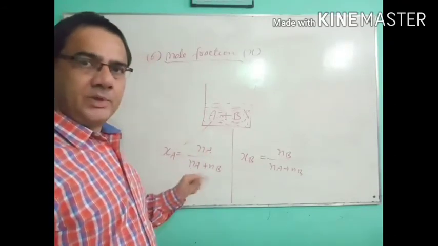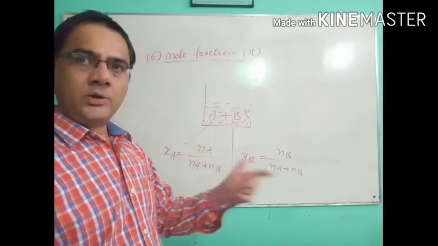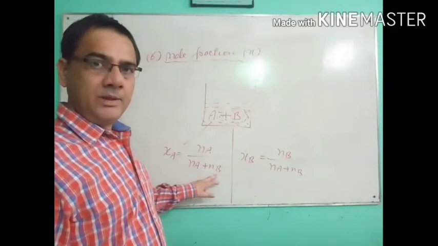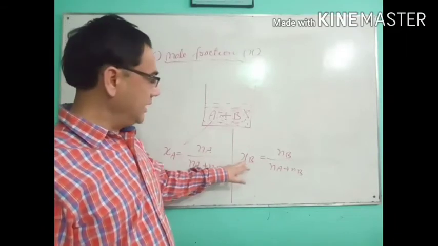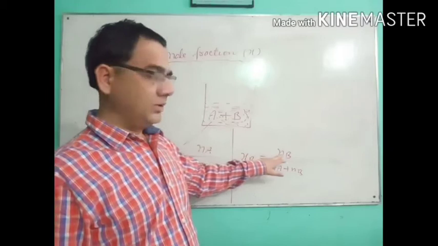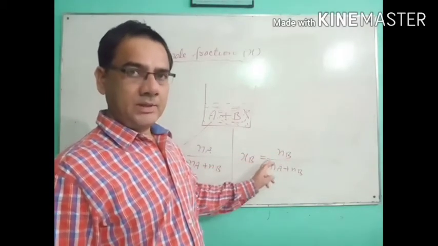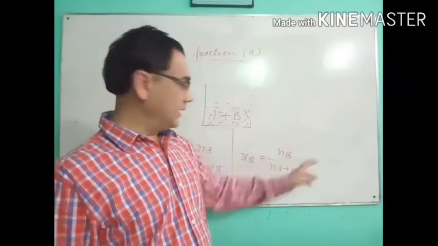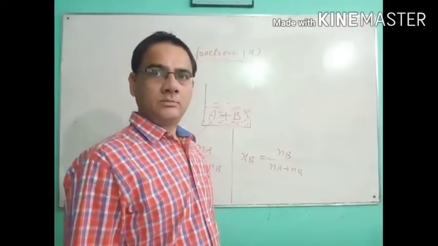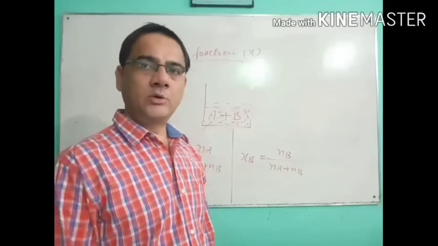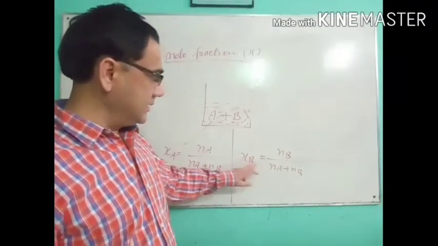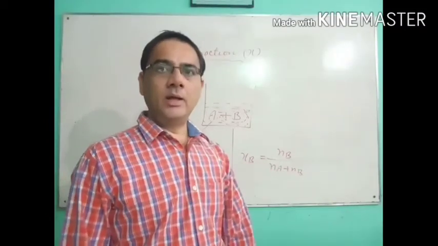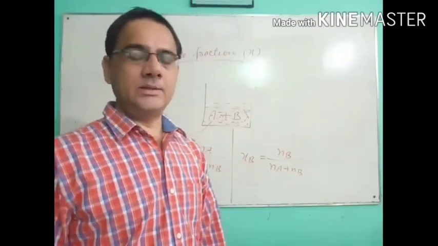XA is equal to Na upon the total number of moles present in the solution, it means Na plus Nb plus Nc. In the same way, XB is equal to Nb upon Na plus Nb plus Nc, because three components are there now. And the third is XC. To revise, the formula is XC equal to Nc upon Na plus Nb plus Nc.